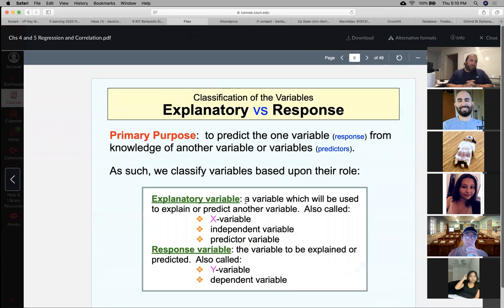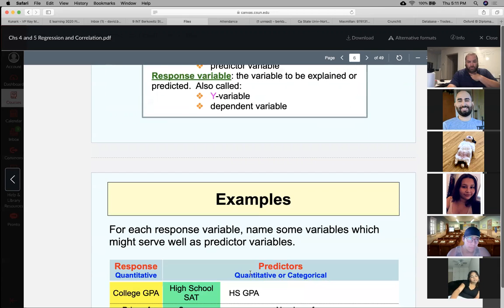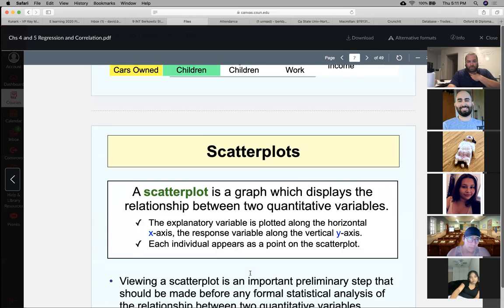Does how much you sleep impact your grade, or does your grade impact how much you sleep? I'm not saying it's not possible to feel stressed by having bad grades and whatnot, but in general, it goes one direction versus the other. So we have the explanatory variable, the X, the independent or the predictor variable, and then we have the Y variable, the response, which is the dependent variable. Okay, and then we have some examples.